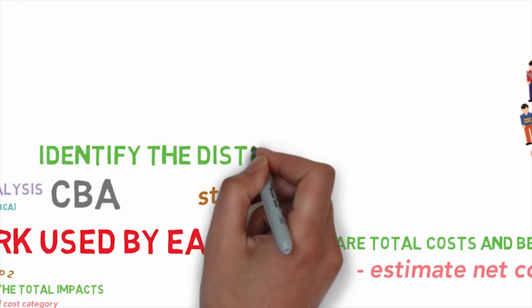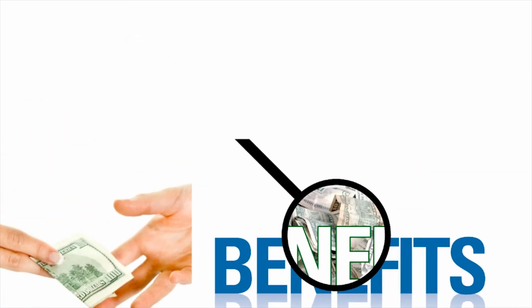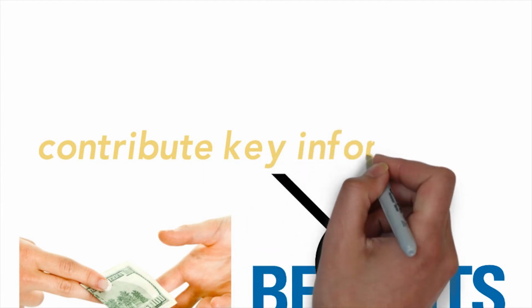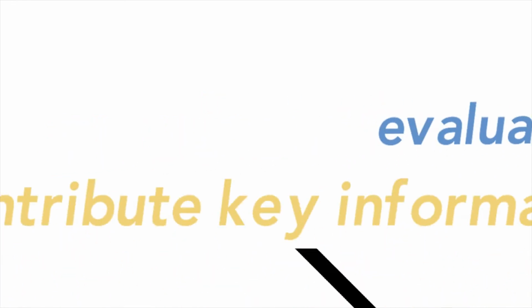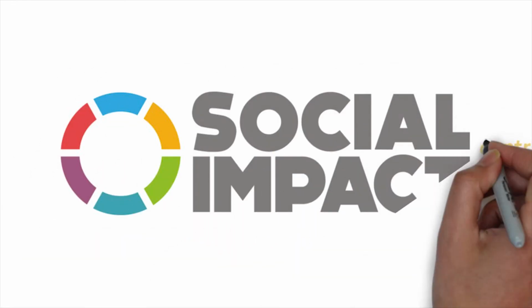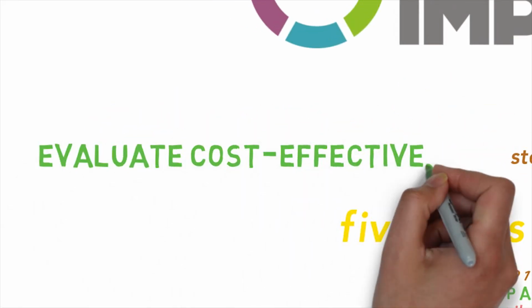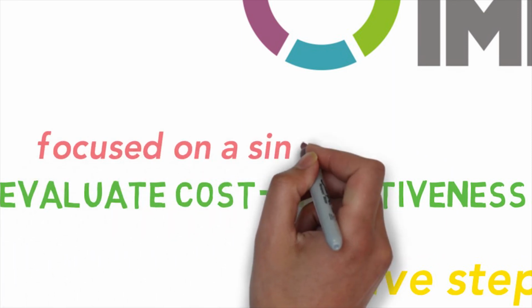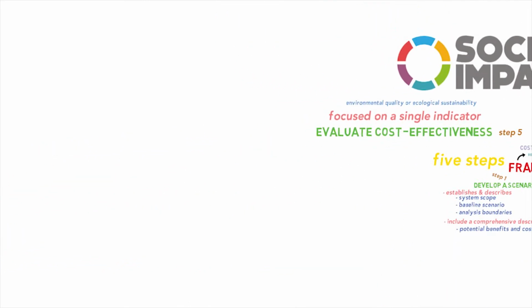Step 4 will identify the distributional impacts, for example, who pays the cost and who receives the benefits of the policy or program on different stakeholders. This step may contribute key information to an evaluation of the social impacts of a program or policy. And finally, step 5, evaluate the cost effectiveness if the BCA is focused on a single indicator of environmental quality or ecological sustainability.